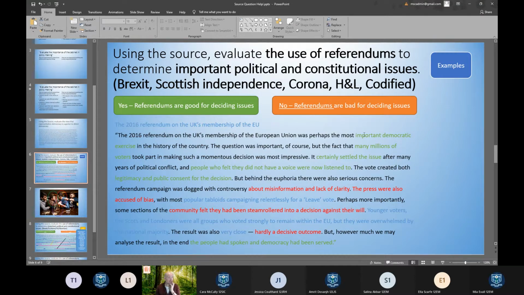So on the yes side, it's an important democratic exercise, millions of voters took part, it settled the issue, people who felt they had a voice were now listened to, it gave legitimacy and public consent. How strong do I think that is? Or there was misinformation and a lack of clarity, the press were biased, large sections felt they were steamrolled into a decision against their will, and it was hardly a decisive outcome. There is no correct side to go. Both of those sides contain good arguments. It is entirely possible to write this essay on both sides and get a brilliant grade.